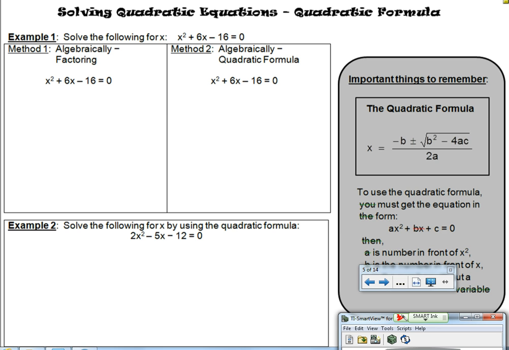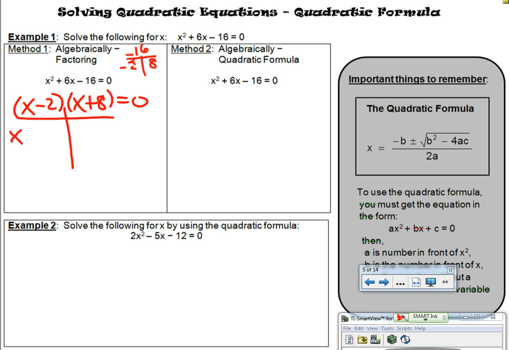But before we learn it, I'll go back to the factoring method. Recall that if you want to solve a quadratic equation by factoring in example 1, method 1, you would factor, and this is a trinomial that begins with 1. That's our really nice case where all I have to do is figure out what multiplies to negative 16 and adds up to 6. And it's negative 2 and 8. So then I factor. I set each factor equal to 0 and then solve those.